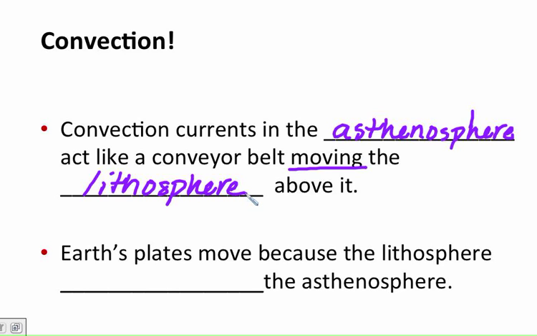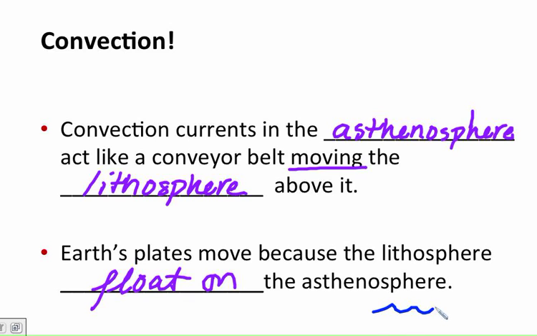Lithosphere is the lower part of the crust, asthenosphere being the top part of the mantle. And as the asthenosphere moves, the lithosphere resting on top then moves with it. Because essentially, the lithosphere is just floating on the asthenosphere, kind of like a boat sits on the water.